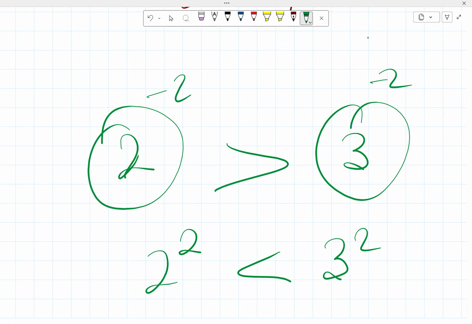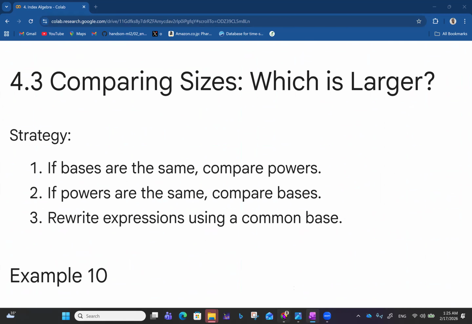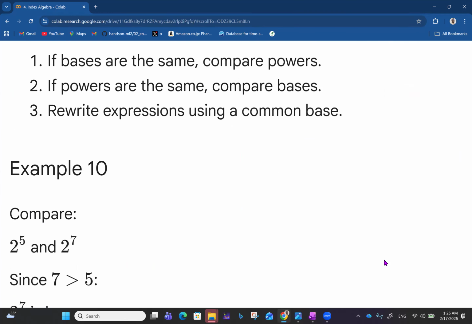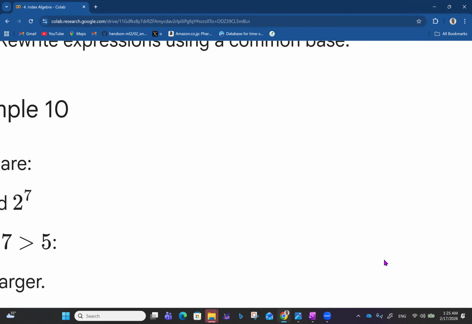If the powers are the same and they are negative, the smaller base with that power will be greater than the bigger base with the same power. But if the powers are positive, the smaller base with that power will be less than the bigger base with the power. So I think there's something to be said about whether the power is positive or negative. Okay, so let's look at example 10 now.